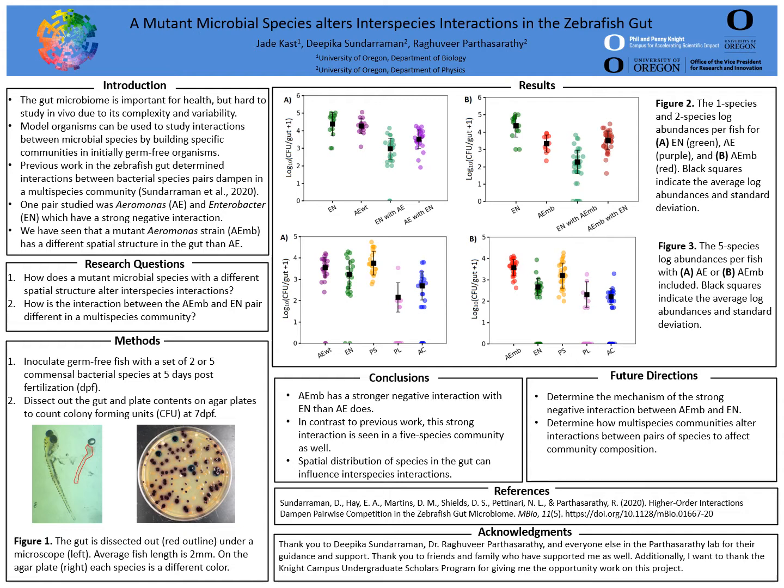From these results, I concluded that the mutant Aeromonas mucus blind has a stronger negative interaction with Enterobacter than wild-type Aeromonas does. I saw this strong interaction persist in a 5-species community, which is in contrast to the previous work that showed interspecies interactions between species pairs were weaker in multi-species communities. This indicates the spatial structure of the bacterial species in the gut can influence interspecies interactions.